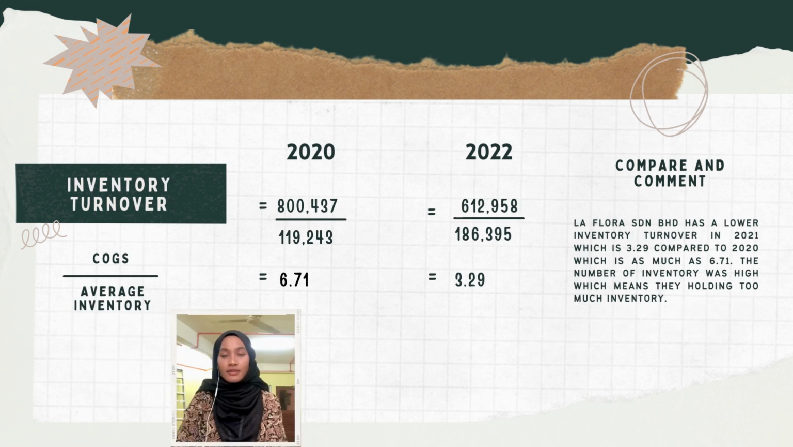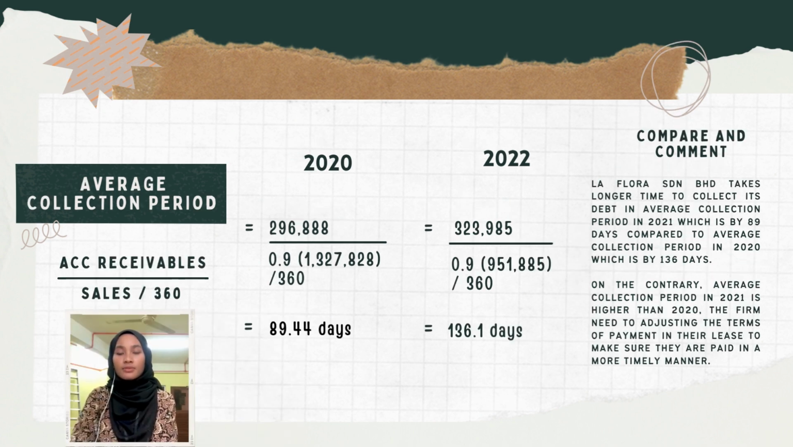Next, La Flora has a lower inventory turnover in 2021, which is 3.29 compared to 2020, which is as much as 6.71. The number of inventory was high, which means they are holding too much inventory. This company takes longer time to collect its debt. The average collection period in 2021 is 89 days, compared to the average collection period in 2020, which is 136 days. On the contrary, average collection period in 2021 is higher than 2020. The firm needs to adjust the terms of payment in their list to make sure they are paid in a more timely manner.